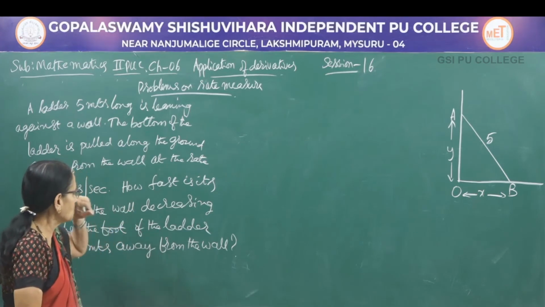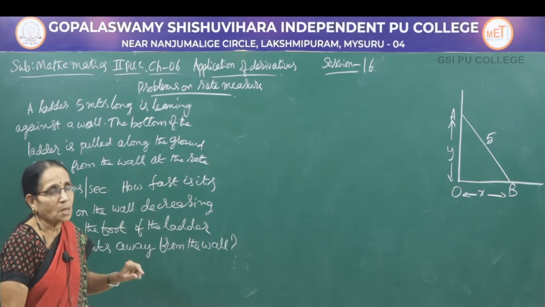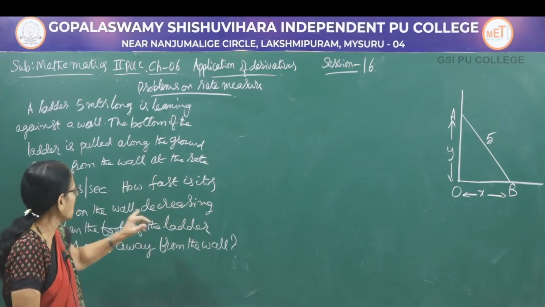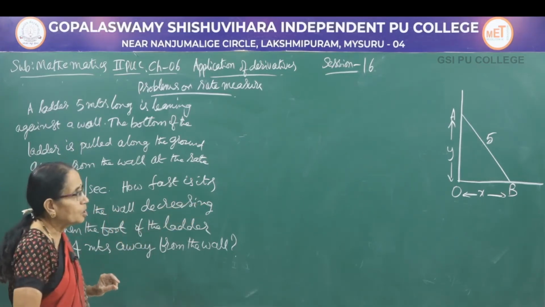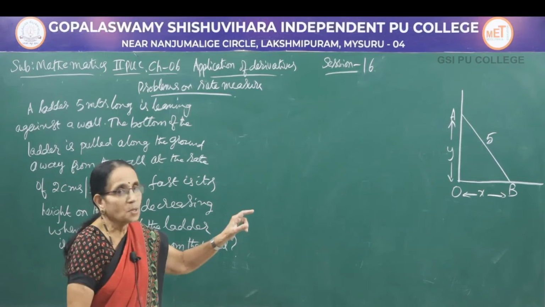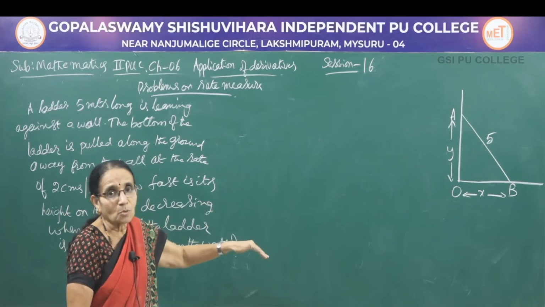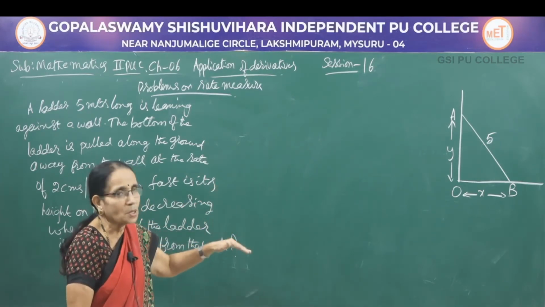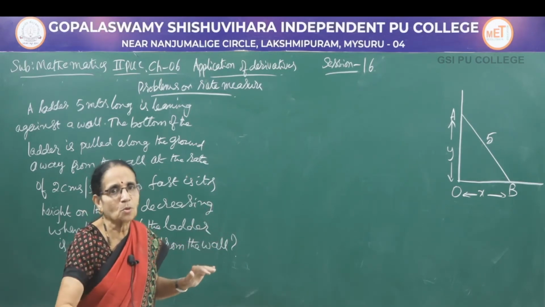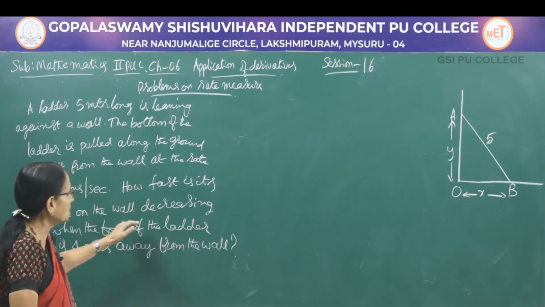Now, this is the data: dx by dt is 2 centimeters per second. That is the rate at which the lower end is moving. That has been taken as x, so you can take it as dx by dt. Now one thing you observe: the lower end moves to the right, in the positive direction, so it has to be taken as positive. Suppose something was given about the upper end coming down, then you have to take it with the negative sign. Here, the lower end is moving to the right, so it is a positive quantity.